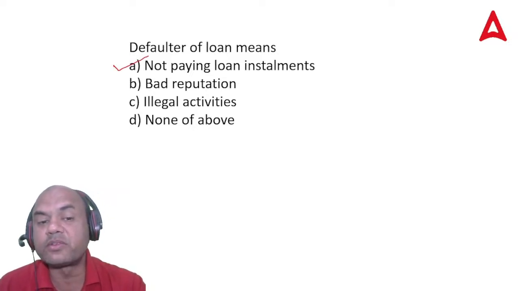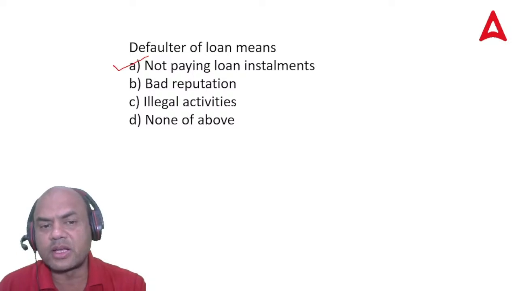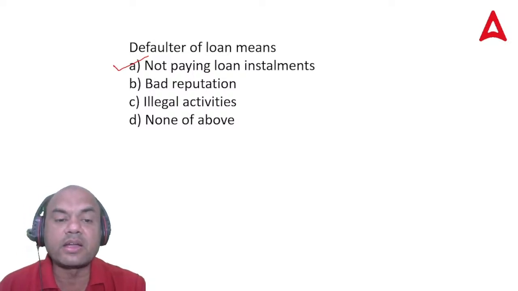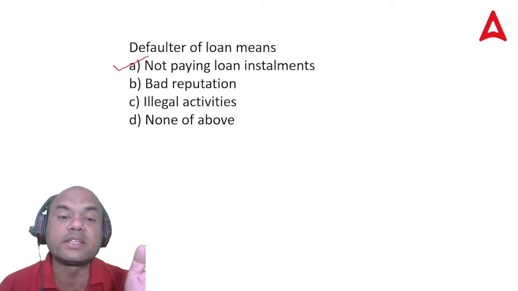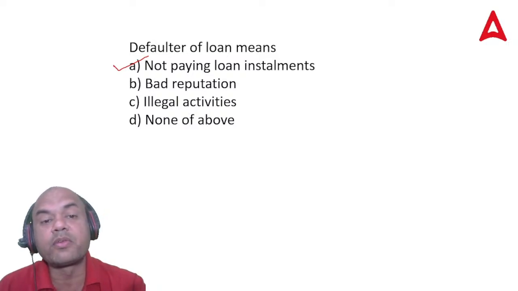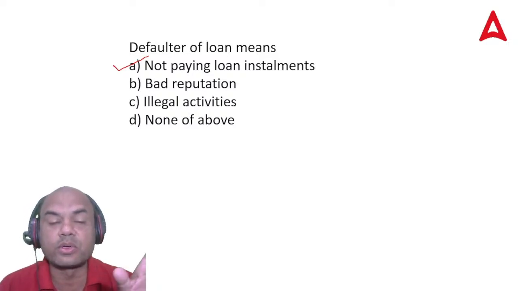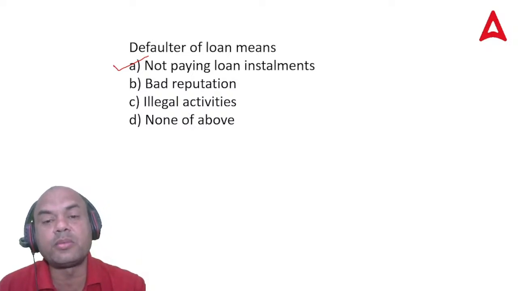We are not concerned with bad reputation. A reputation of any person or company can be tarnished by newspapers, so that is not the right answer. Illegal activities is a totally different concept. That is a KYC AML problem, not the problem of default. Default is totally different. Default means very simple: whether you pay the loan installment and interest.